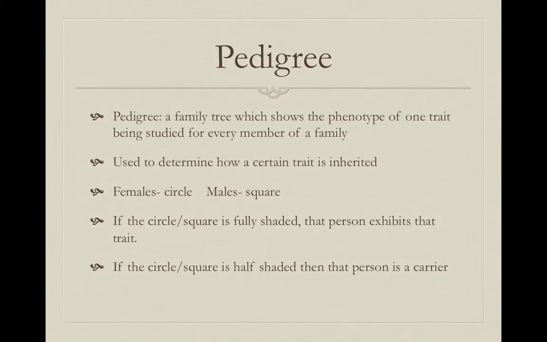So these are used to determine how a certain trait is inherited. And these pedigrees can go back multiple generations. They can go back 2, 3 generations. Females are usually depicted by a circle, males are depicted by a square. Now, if that circle or square is fully shaded, that person does exhibit that trait. And if the circle or square is half shaded, then that person is a carrier. And if it's not shaded, then they aren't affected at all.